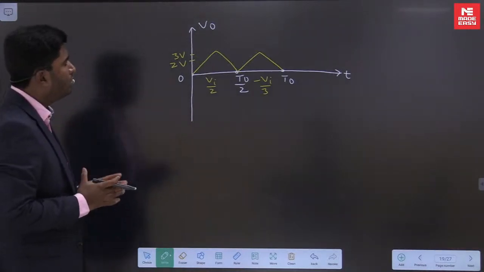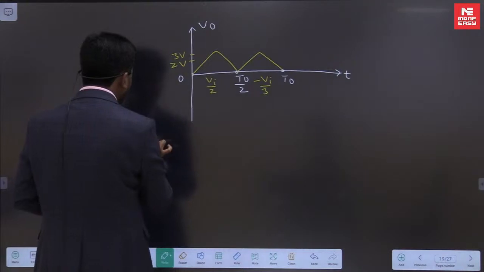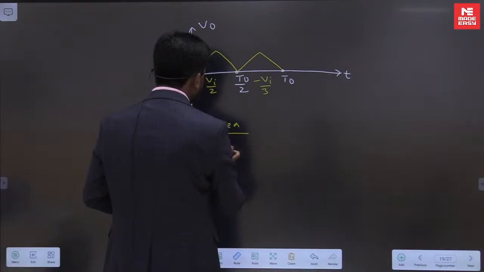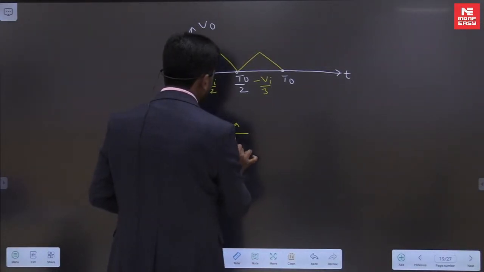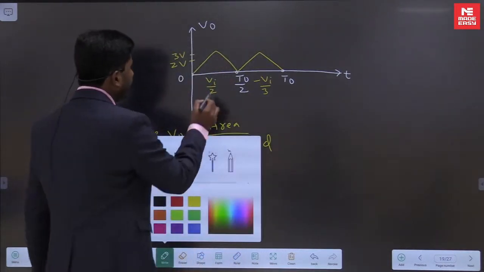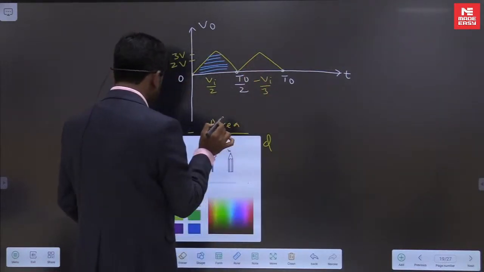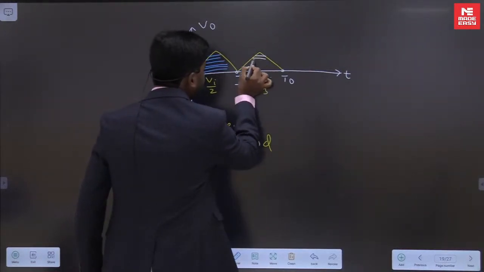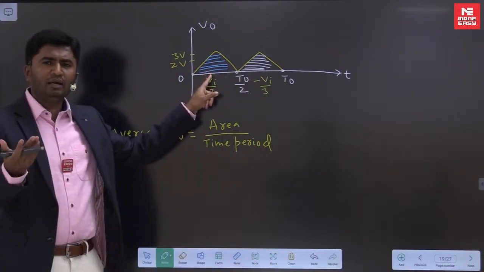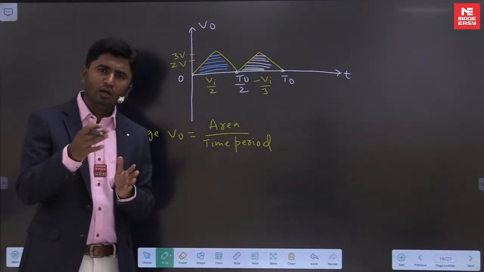And we have to find out now the average, average V naught. You know how to calculate average? It will be area divided by time period. Area divided by time period. When I say area, I mean this area. This is nothing but a triangle. You know how to write the area of a triangle: 1 by 2 into height into base.